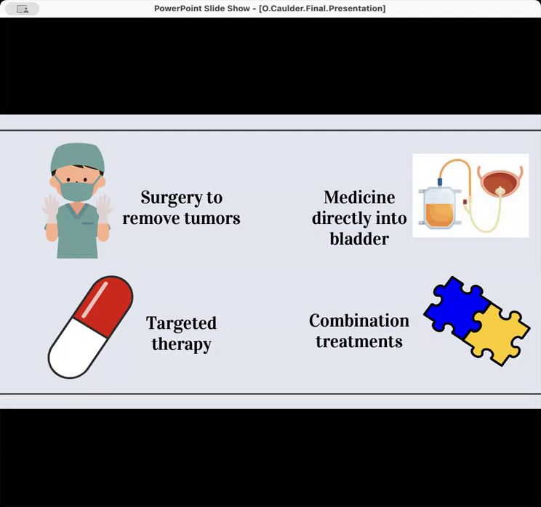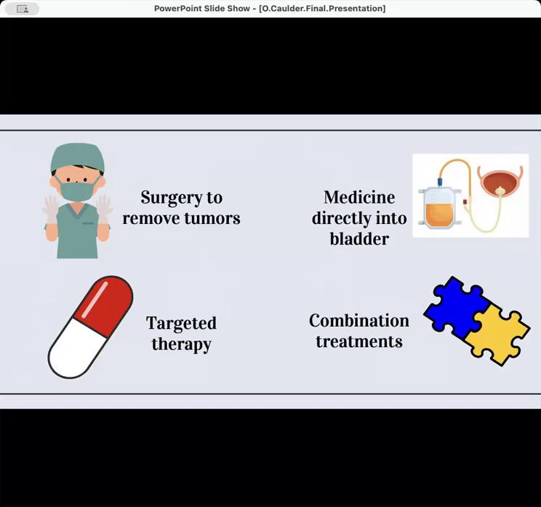A lot of early bladder cancers are treated by putting medicine directly into the bladder through a small tube. It allows the medicine to reach the tumor without affecting the rest of the body. Targeted therapy is another option for bladder cancers with specific genetic changes, such as the FGFR3 mutation that I mentioned earlier. For these cancers, doctors can use a special drug that is designed to shut down the exact part of the cell that is causing the problem.